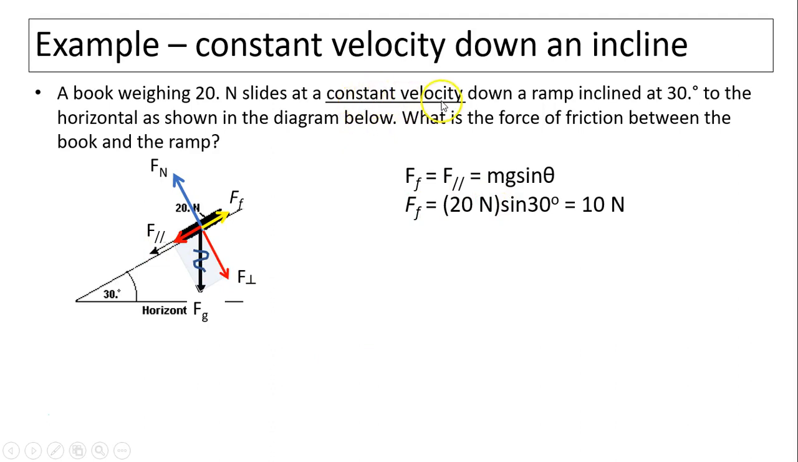Now, because it's moving at a constant velocity, friction force and F parallel have to be equal to each other. So friction equals F parallel equals mg sine theta. Friction equals 20 times sine 30, which gives you 10 newtons. We can also find what F normal is, but it didn't ask for that. So I'm just going to stop here. That gives the friction. That's what they're asking you to do.